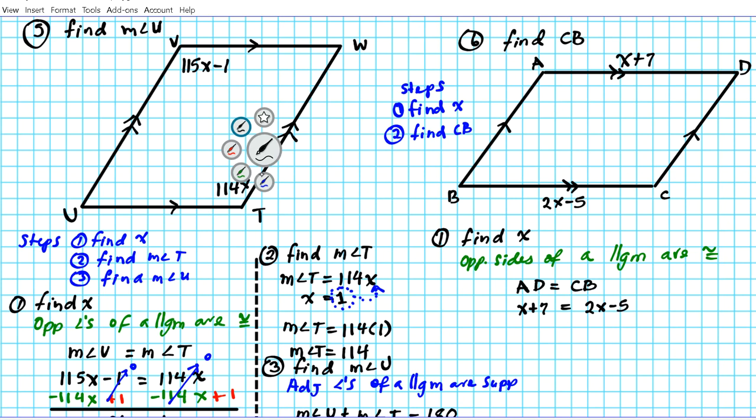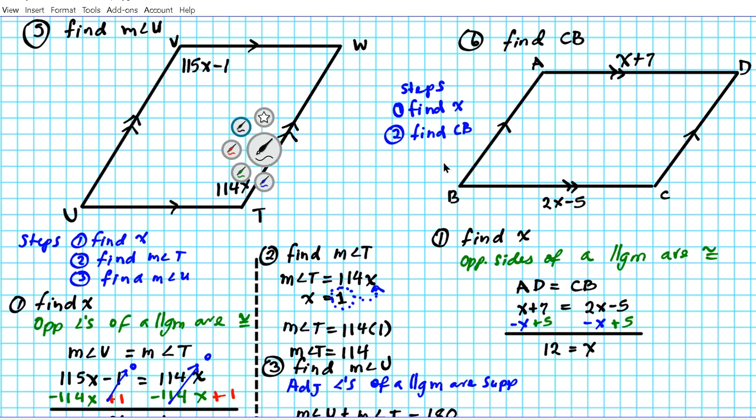Okay, so let's get x isolated here. We're going to subtract x from both sides since this x is a bigger positive. And then we're going to add 5 to both sides of the equation, like that. And then we'll have our answer. 7 plus 5 is 12. Okay, that's gone. 2x minus x is just x, and that's gone also. So x is equal to 12.